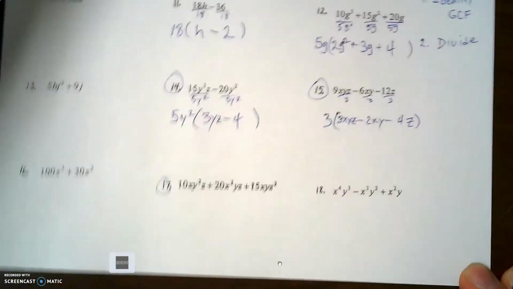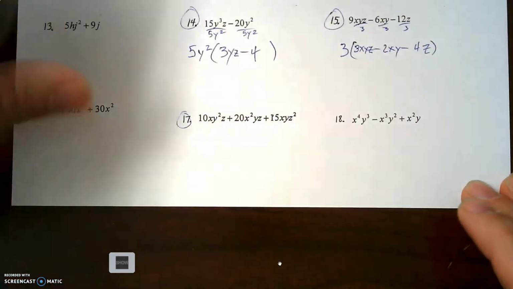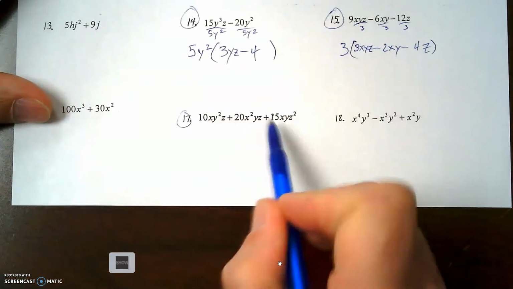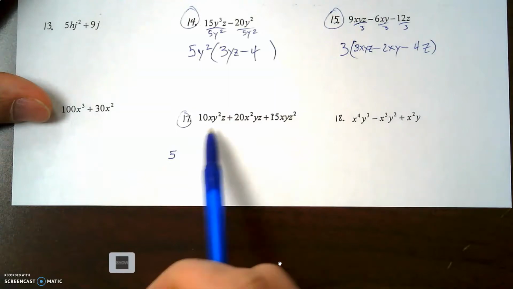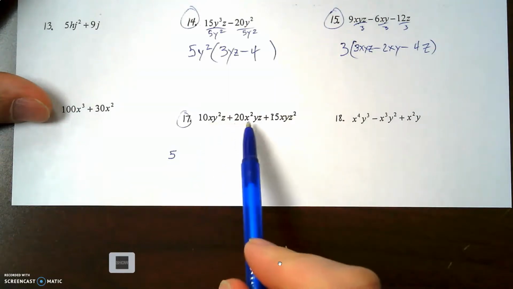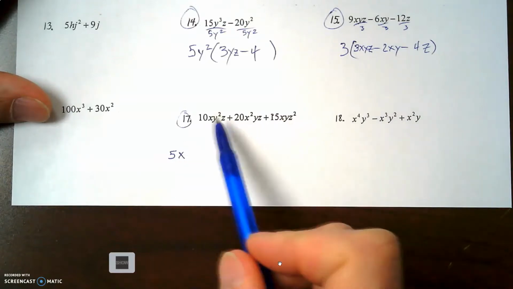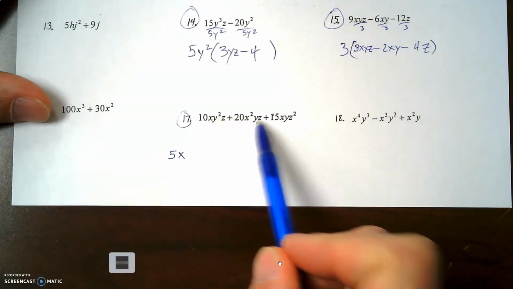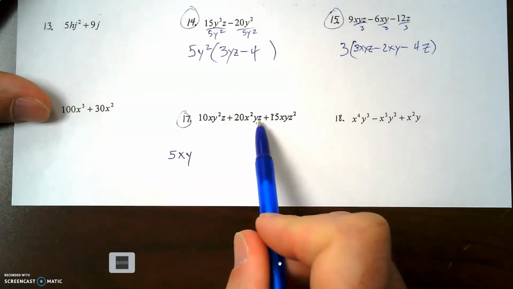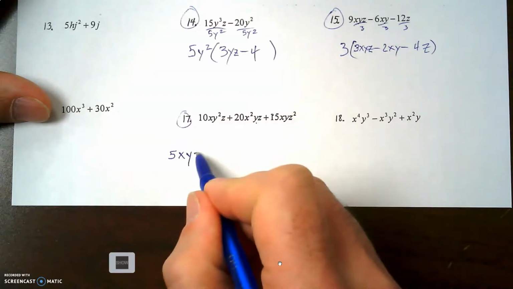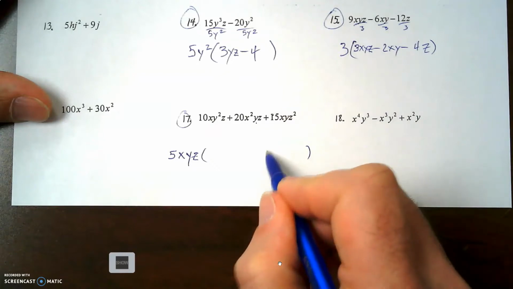All right, and last one. Pretty big problem. I chose a little challenge for us here. So 10, 20, and 15, you realize that's a 5. Again, I write this off to the left because I'm going to have parentheses here. X, X squared, and X. X to the first power is the smallest exponent. Y squared, Y, and Y. First power again. Z, Z, Z squared, so they all have it. First power is the smallest. So this is going to be interesting.